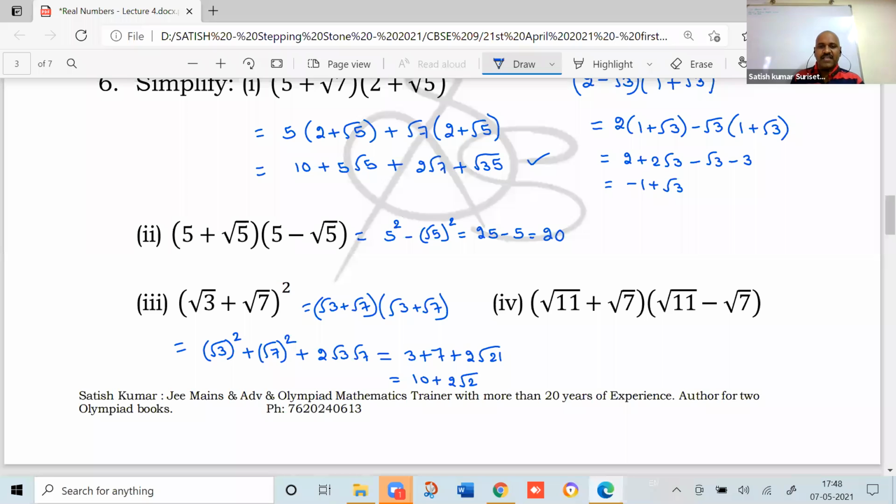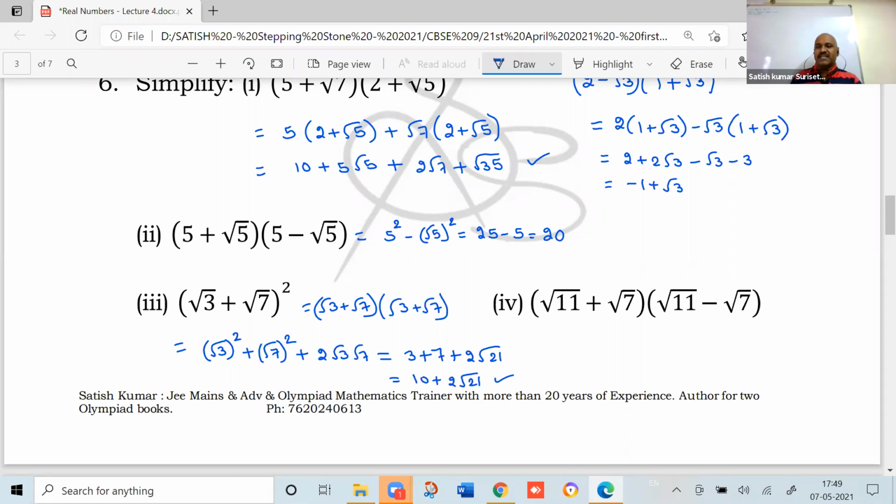But most of you will make a mistake here. You will add 10 plus 2. You should not add 10 plus 2, because 10 is a rational number and this is a surd. You cannot add a rational number to a surd directly. It is not possible at all. So don't write 10 + 2√21 again as 12√21, which is wrong. You keep it as it is.